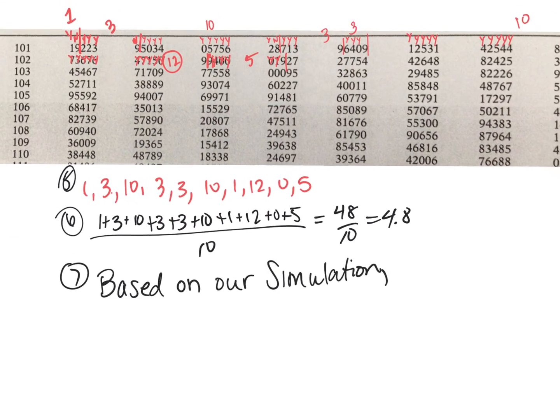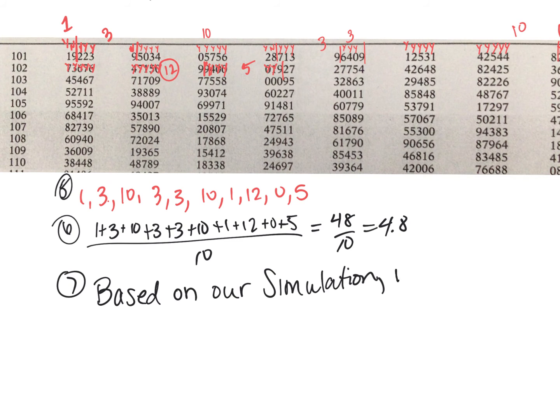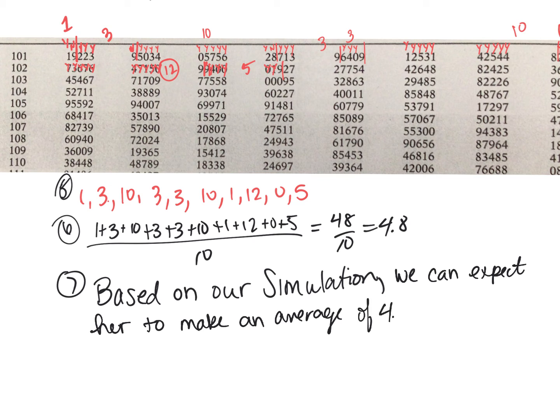So we say based on our simulation, we can expect her to make an average of 4.8 shots before she misses. We're always saying based on our simulation, this is what we would expect. We know that if we actually went into the gym with her, we're going to get different info.